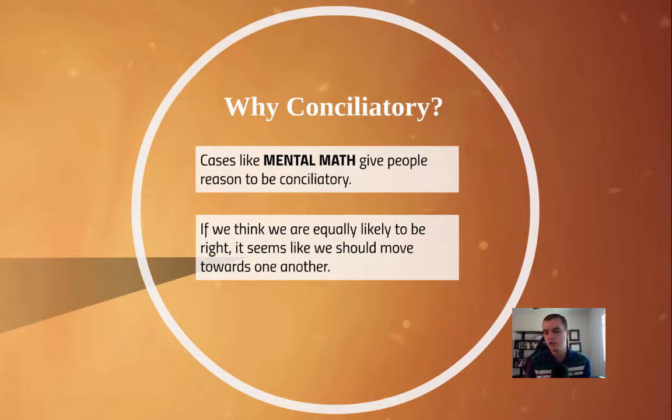This is an easy example, but take the case where I disagree with my friend about the existence of God. If he believes in God and I don't, and I think he's my peer, maybe I just say, maybe we should be agnostic about God's existence, and given that we're both equally likely to be right, maybe we should both be agnostic about it. So those are some of the motivations for the conciliatory views.